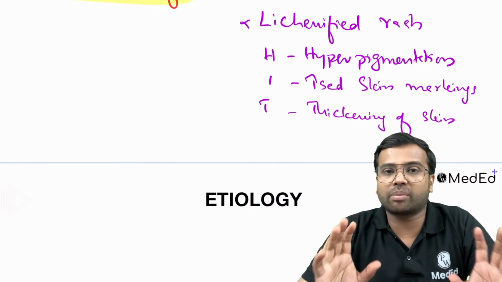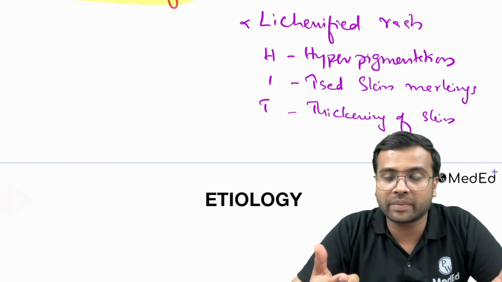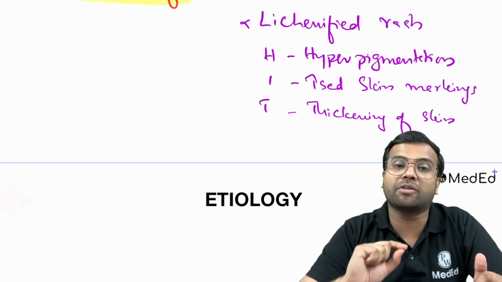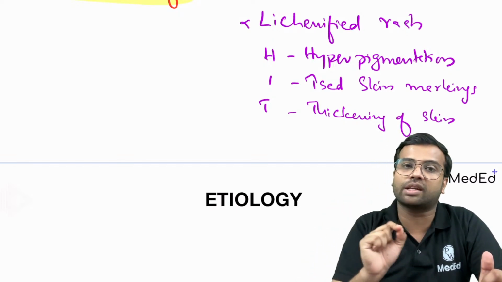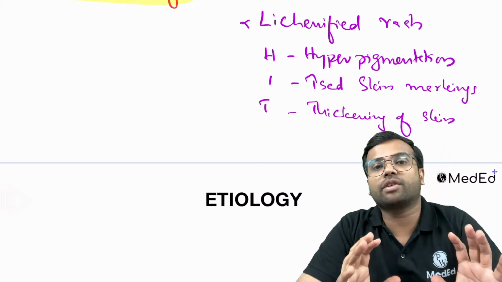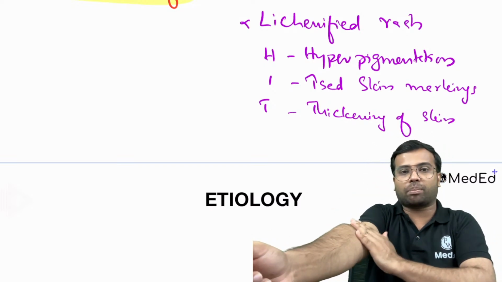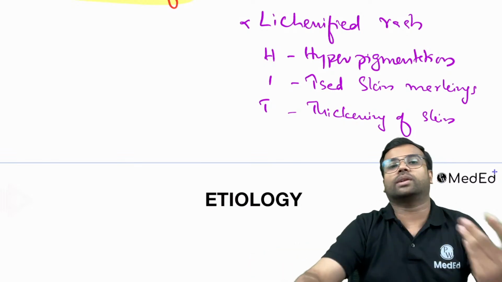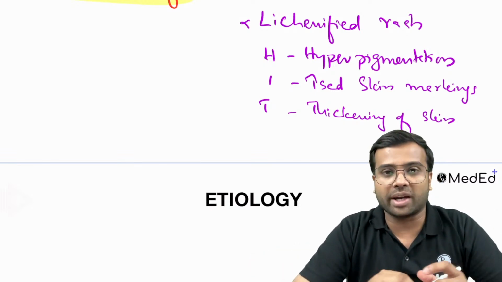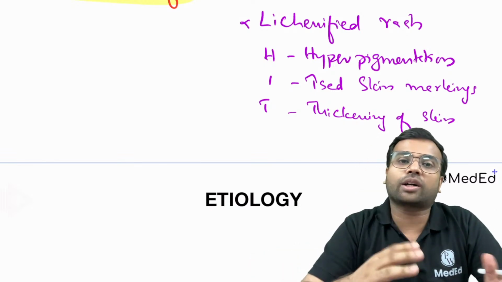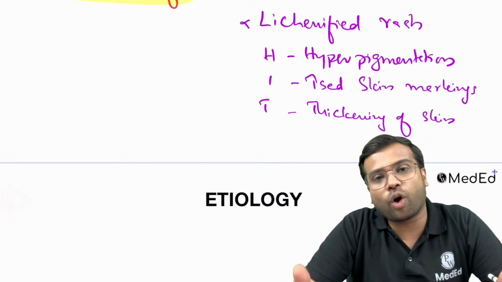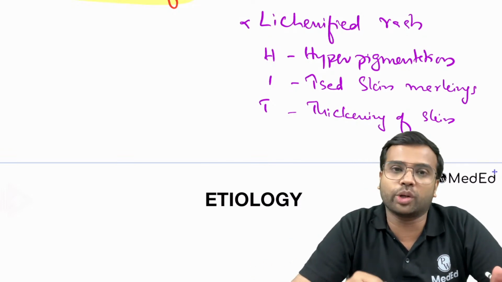So there would be some area of hyperpigmentation. There would be increased skin markings. The lines over the skin will be more visible, and there will be a thickening of the skin, which we can appreciate once we palpate over the rash. So these are the various findings that you see in a chronic type of eczema, or in the chronic type of adulthood AD.